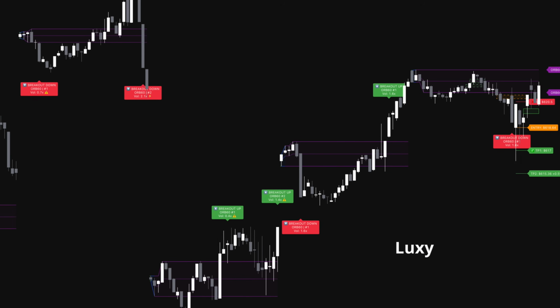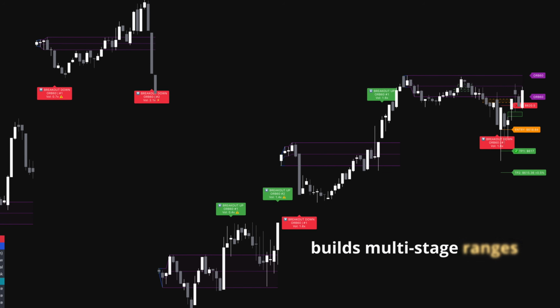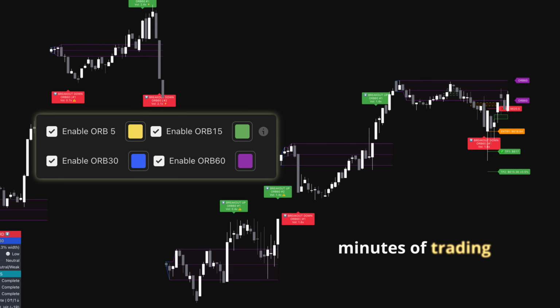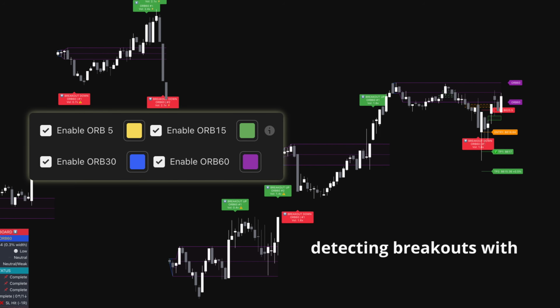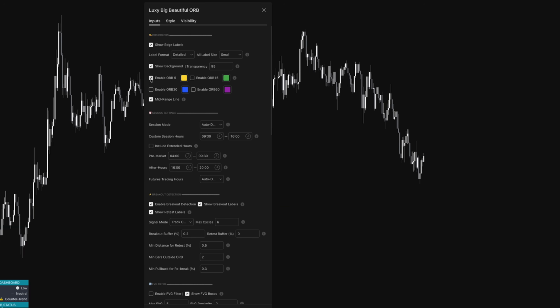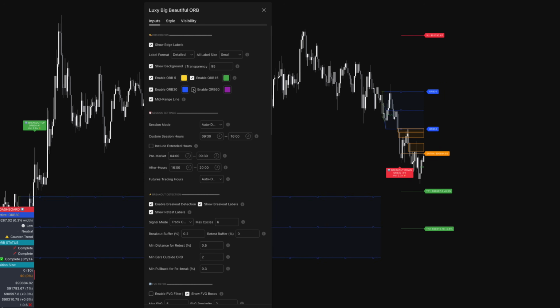Created by Oren Luxy, this comprehensive opening range breakout indicator builds multi-stage ranges across the first 5, 15, 30, and 60 minutes of trading sessions, detecting breakouts with advanced filtering and complete position sizing calculations. The methodology tracks 4 independent ORB periods simultaneously, allowing each to complete at its designated time frame.